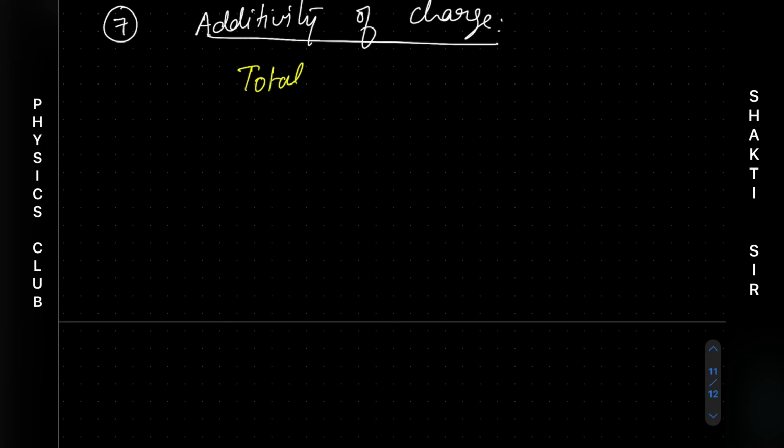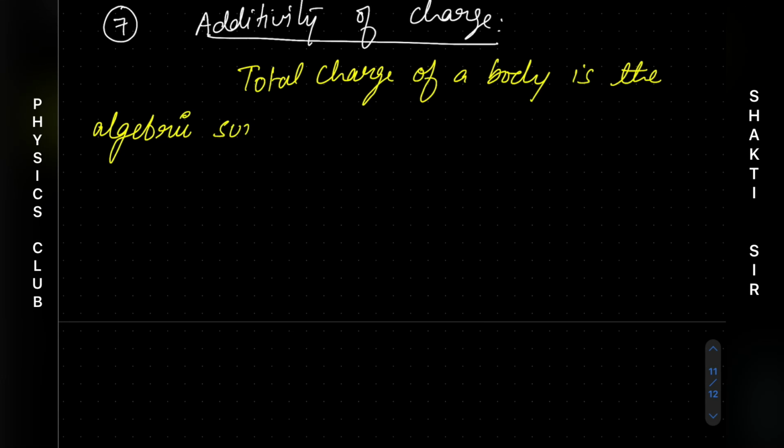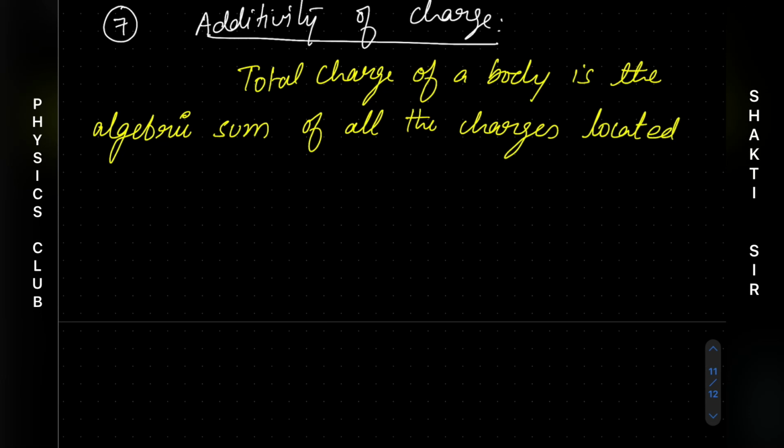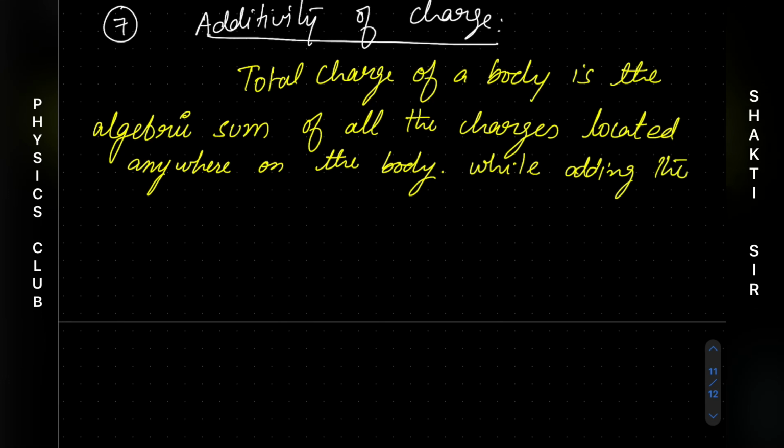Next property is additivity of charge, that is, the total charge on a body is the algebraic sum of all the charges located anywhere on the body. So keep in mind it is not the vector sum, it is the algebraic sum. Algebraic sum means the sign of the charges should be kept in mind, either positive charge or negative charge. You should use the proper sign while adding the charges, because charges are additive in nature.